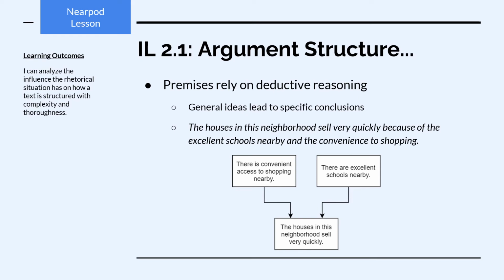Because of the excellent schools nearby and the convenience to shopping, those are two separate premises that support the claim that the houses in this neighborhood sell very quickly. We call them premises and not examples because they're not specific instances of something. They are just general statements of truth. And so if these statements are true, then they support our claim.